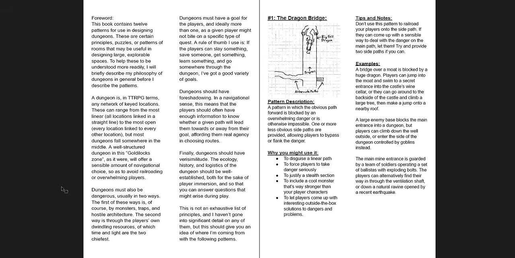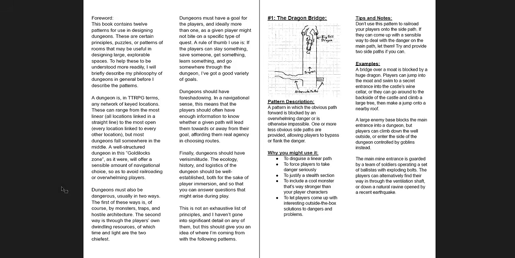So I'll put it in David's terms. A pattern in which the obvious path forward is blocked by an overwhelming danger or is otherwise impassable. 1 or more less obvious side paths are provided, allowing players to bypass or flank the danger. Why you might use this pattern: to disguise a linear path, to force players to take danger seriously, to justify a stealth section, to include a cool monster that's way stronger than your player characters, and to let your players come up with interesting outside-the-box solutions to dangers and problems.